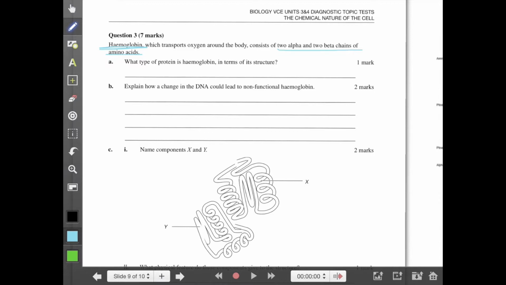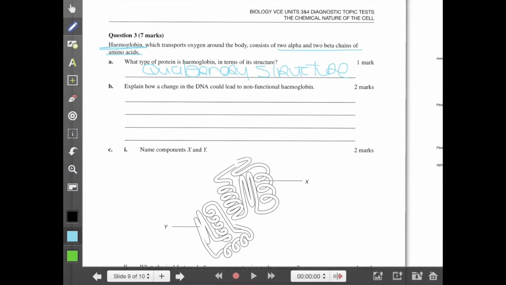Which type of protein is hemoglobin in terms of its structure? So this is asking you, what structure does this protein go up to? Remember, it's the quaternary structure. That's what that's asking you there for.